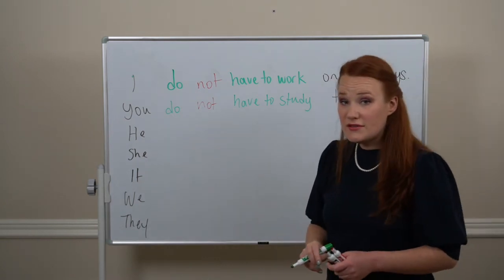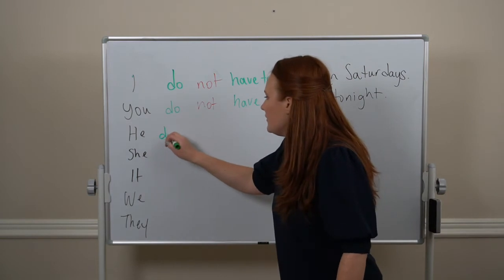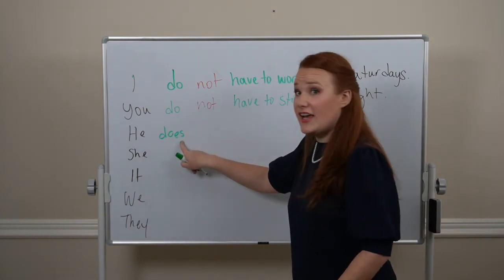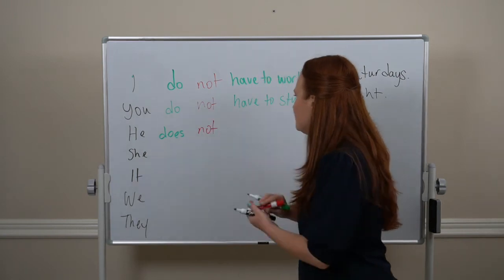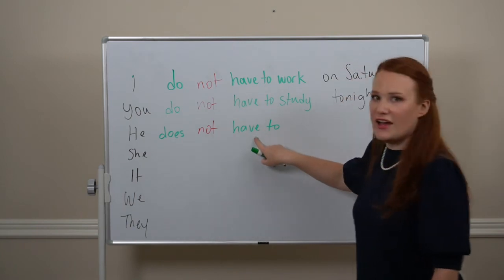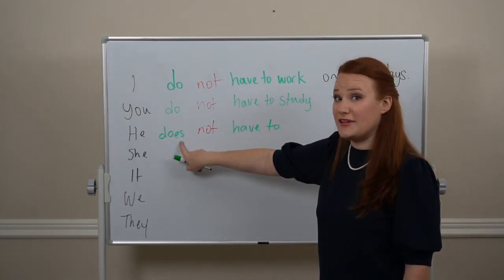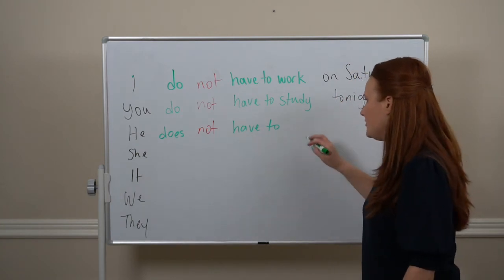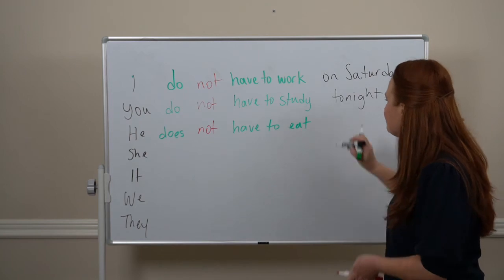And remember, for our negative form with the auxiliary verb, he does, there's the S. He does not have to, right? Not the S, not has. The S is on the first auxiliary verb. He does not have to eat right now.